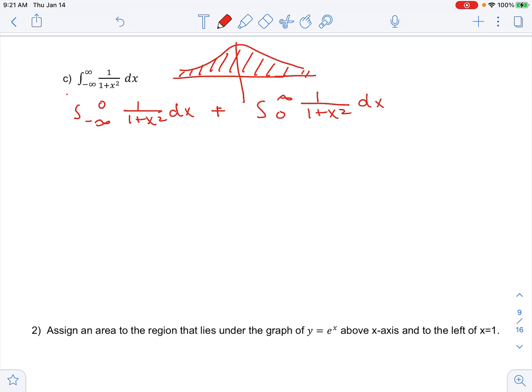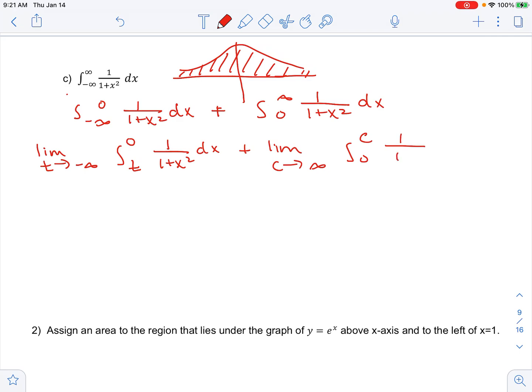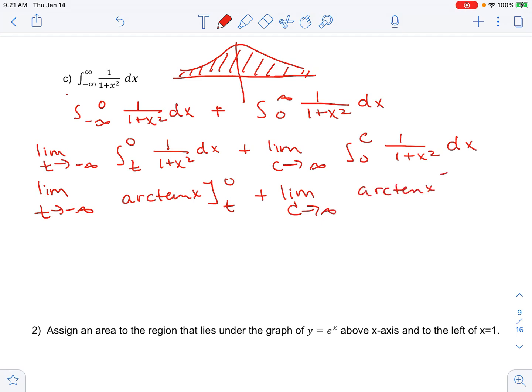And then we're just going to do what we did previously, rewriting it with the limit statement. So limit as t goes to negative infinity. I'm going to use t here. And then limit as, I'll just use a different letter here, c goes to infinity. Okay, and then let's go ahead and take the antiderivative. The antiderivative of 1 over 1 plus x squared is actually your arctangent. So this is going to be your arctangent of x. And same thing here, this is also your arctangent of x.